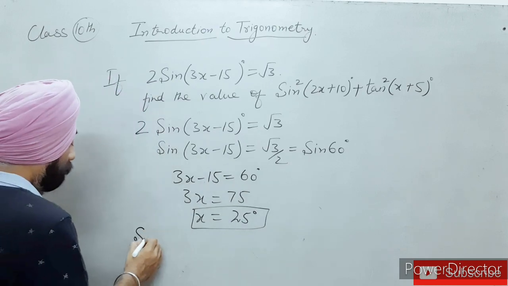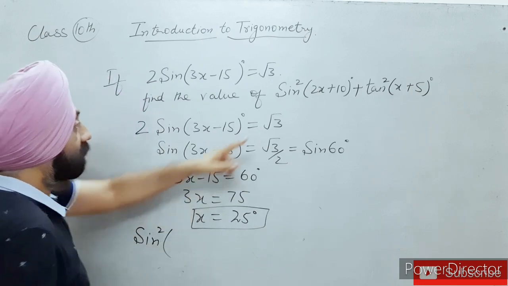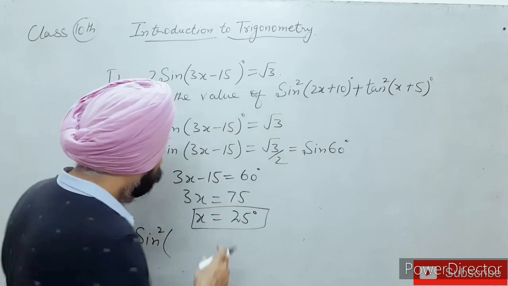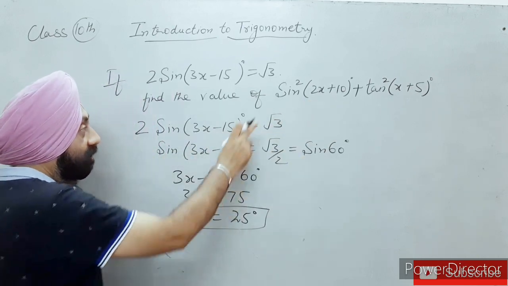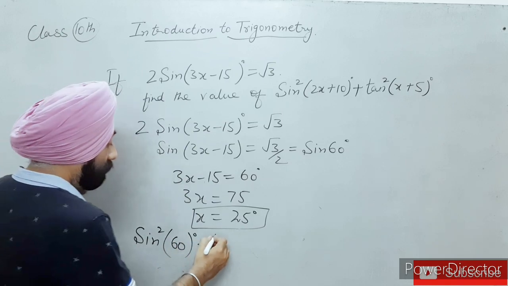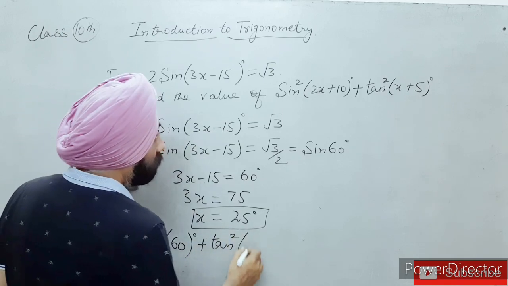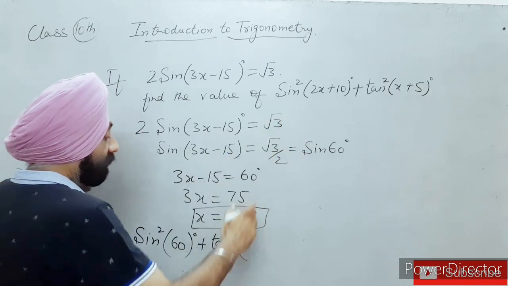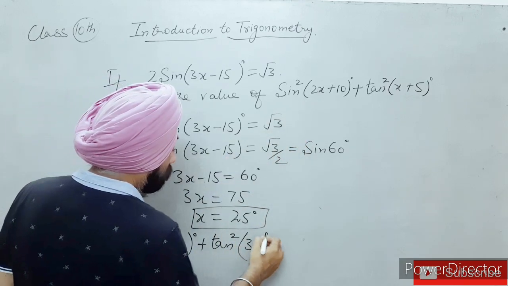Now sine square 2x plus 10. 2 into 25 is 50, 50 plus 10, 60 degrees, plus tan square x plus 5, 25 plus 5, that is 30 degrees.